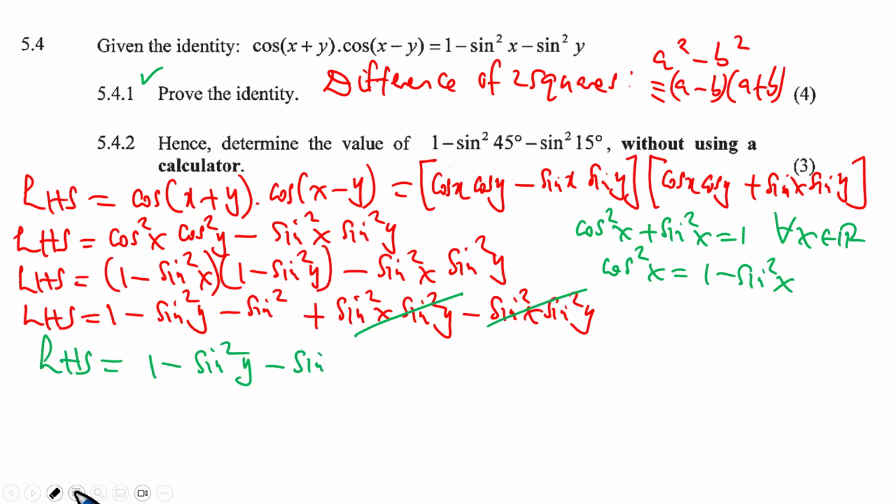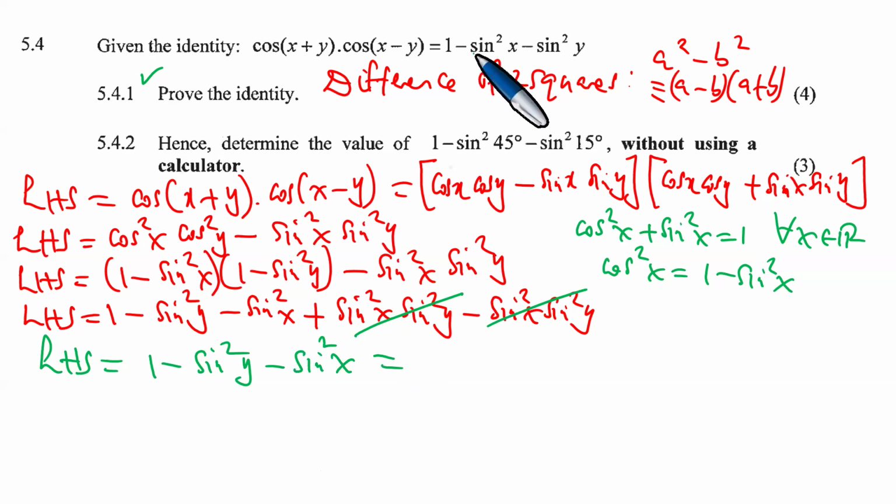This one is sine squared x. Just take note of that. So after the cancellation, we have 1 minus sine squared y, and then minus sine squared x, like so. And this guy here, it's our old friend.